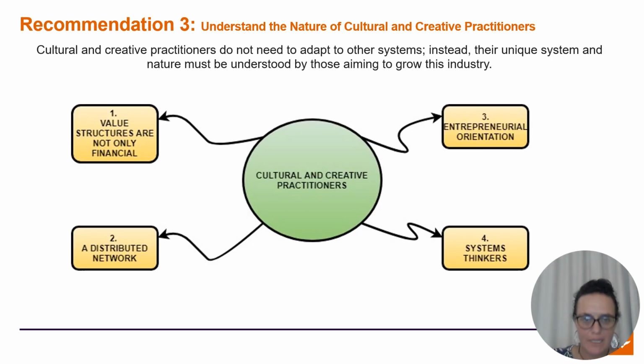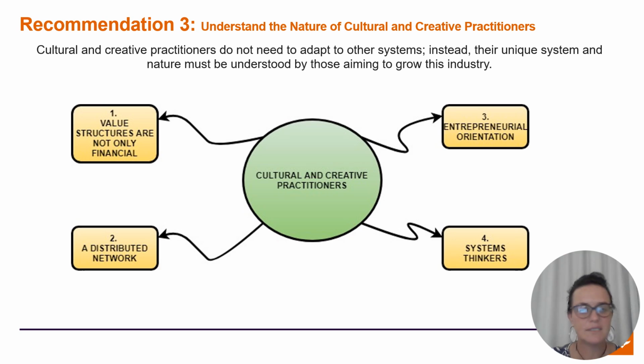So the third recommendation is that you must understand the nature of cultural and creative practitioners. This recommendation is, in my mind, the most obvious and the one that I think is the least implemented at the moment. You cannot grow the cultural and creative industries without understanding the rules and the systems at play. Cultural and creative practitioners do not need to adapt to other systems. Instead, their unique system and nature must be understood by those aiming to grow this industry.